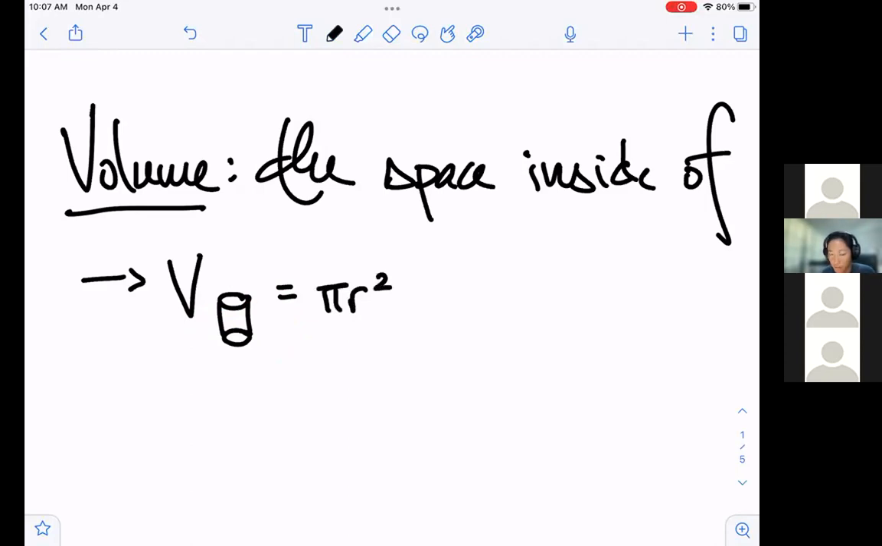That part should look familiar. Pi r squared. What does pi r squared tell us? The area of a circle. Yeah, the area of a circle. So if we take the area of a circle and we stack it all the way up to the height we want, or we multiply by the height, we get the volume of a cylinder.